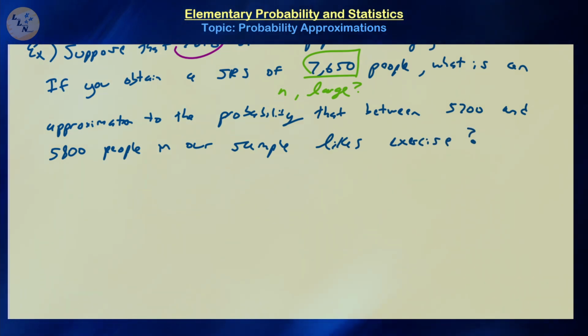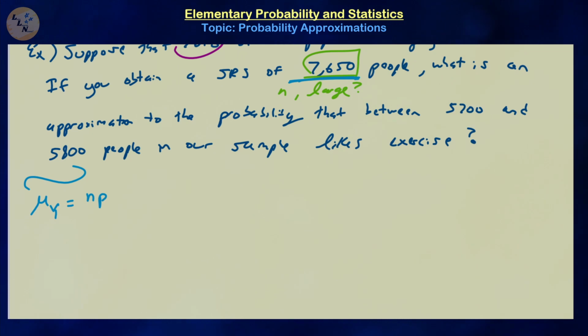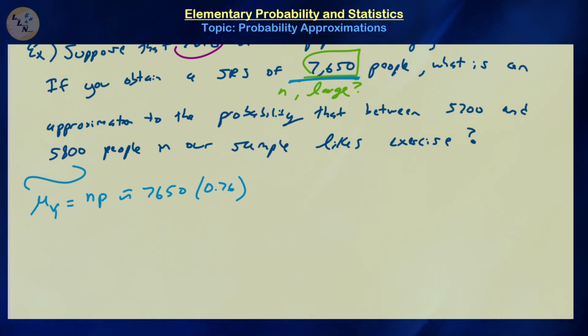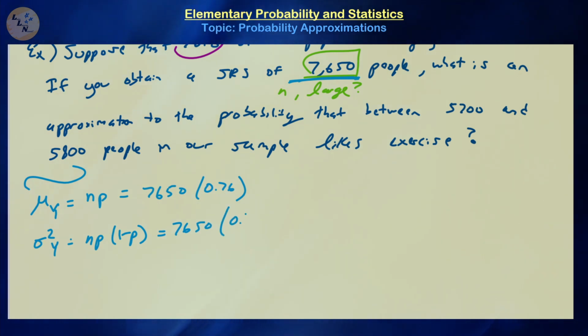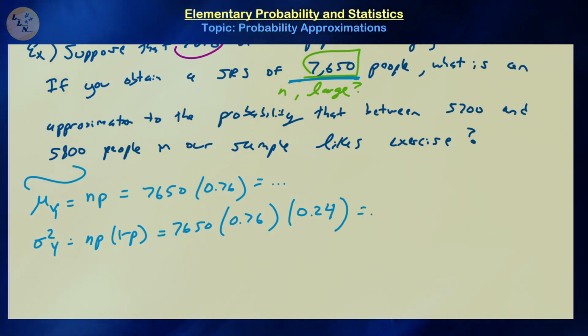Okay, so how are we going to go about this? What is the mean of our normal random variable y going to be equal to? That's going to be equal to n times p, assuming that we have decided that this is large enough, or the error in these approximations is not going to be significant to us. So that's approximately equal to 7650 times 0.76. And then the variance of y is going to be equal to np times 1 minus p. That's actually not an approximation, that's exactly equal. And this is going to be 7650 times 0.76 times 0.24, and you can figure out what those are going to be equal to.